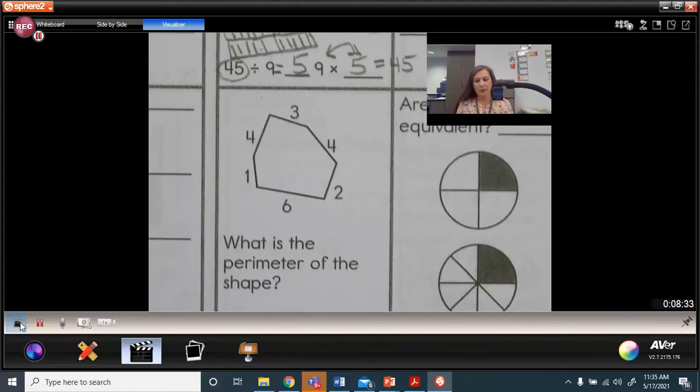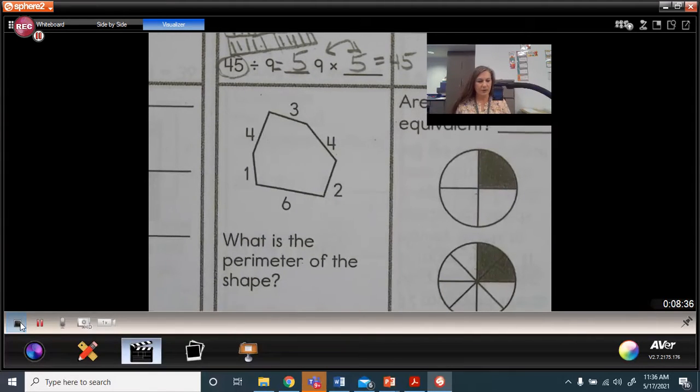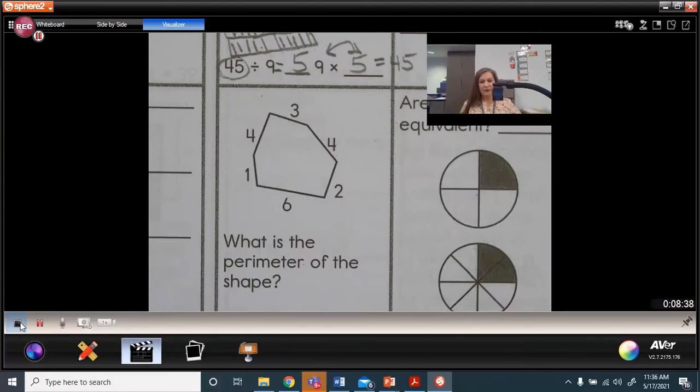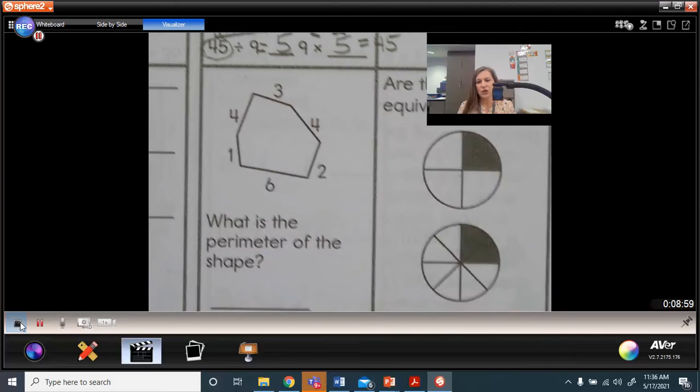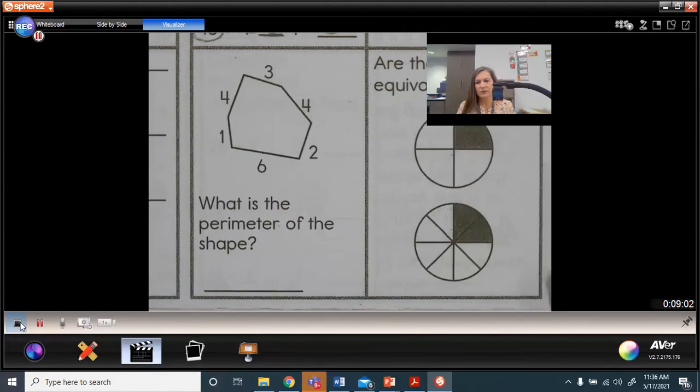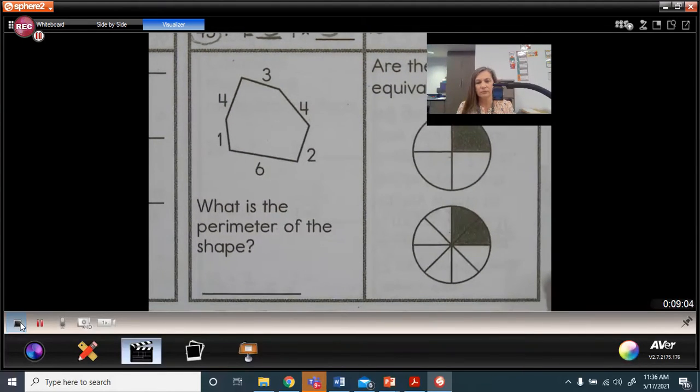Now, my next problem says perimeter, not area. Notice this would be a very difficult problem to do area with. Not that we couldn't do it, just makes it a little complicated, because we could figure out how many square units are inside the shape. By the way, what shape is this? What is the name of this shape? That's interesting. Is it a quadrilateral?